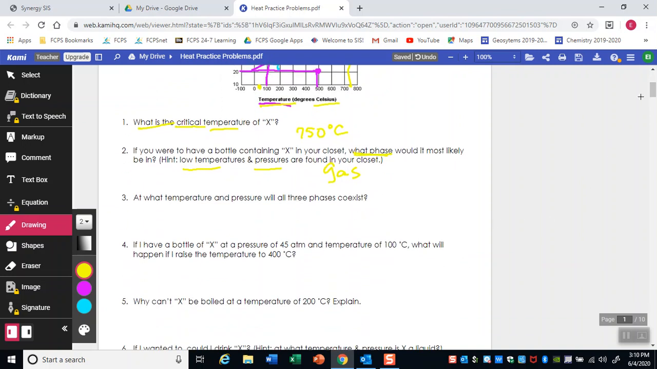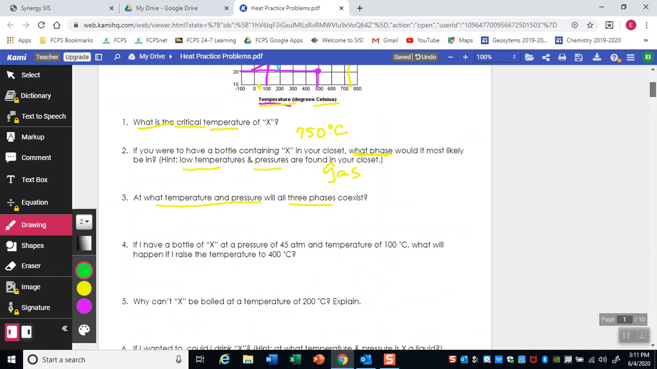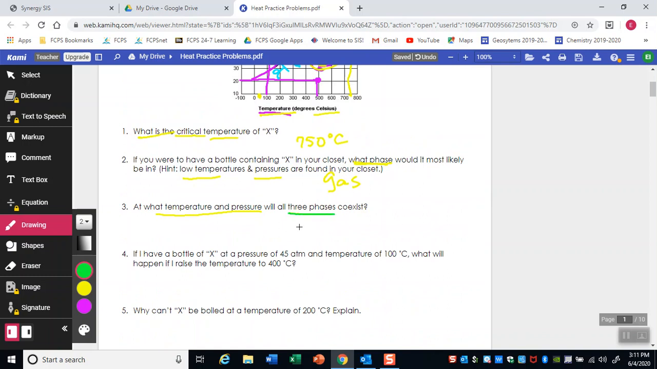All right, at what temperature and pressure? We're looking for the temperature and pressure where you have all three phases, okay? So we have your critical point where you've got liquid and gas at the same time. Then you also have this point right here where all three are meeting, and this is the triple point, where you have all three phases at the same time, all right? That is the triple point.